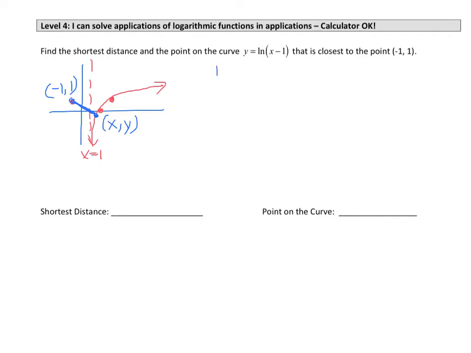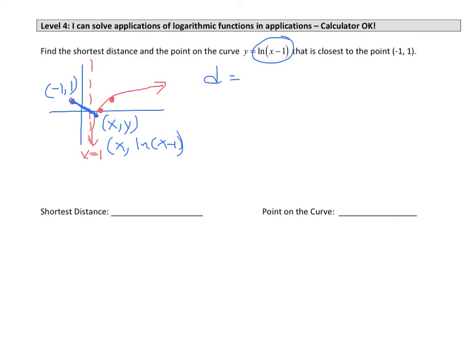And I'm going to use the distance formula. But remember that I only want one variable, I only want x. So I have to replace y in my point with an expression for y in terms of x, which is going to be my expression natural log of x minus 1.